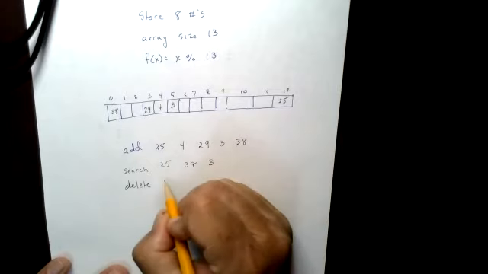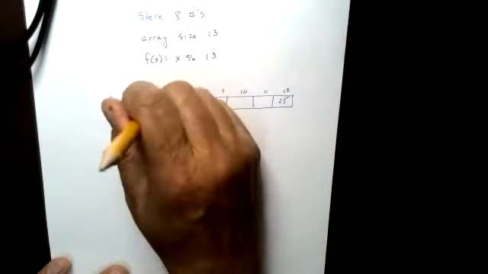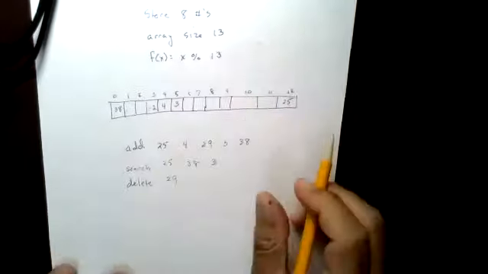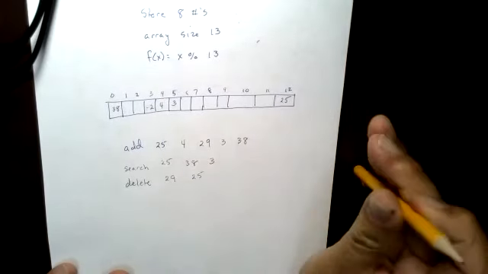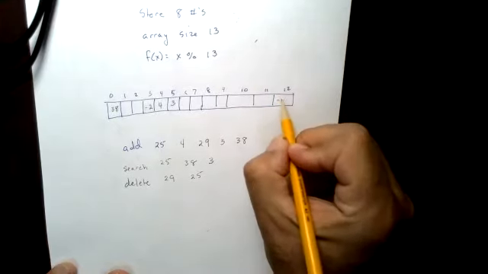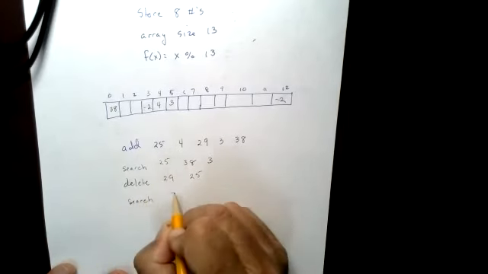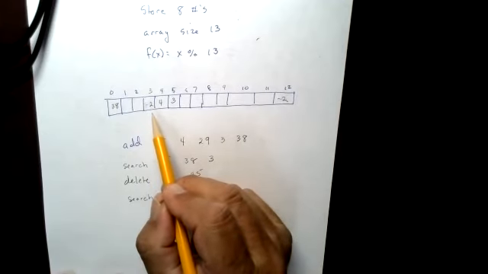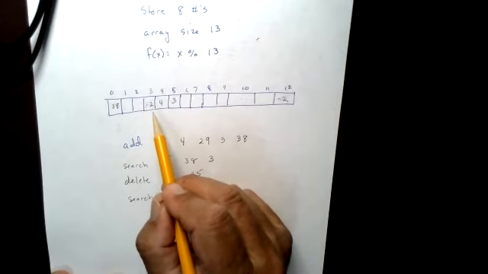All right. Delete. Let's pick a number to delete. 29. What did we say we're going to put in there? -2. Okay, good. If I say delete 25, what are we putting in? Again, another -2. And if I do a search again, if I search for 3, I go to 3, it's not there.